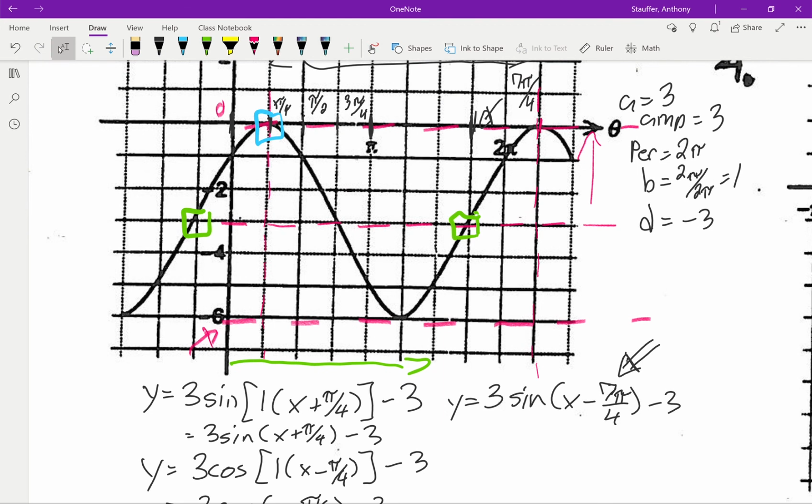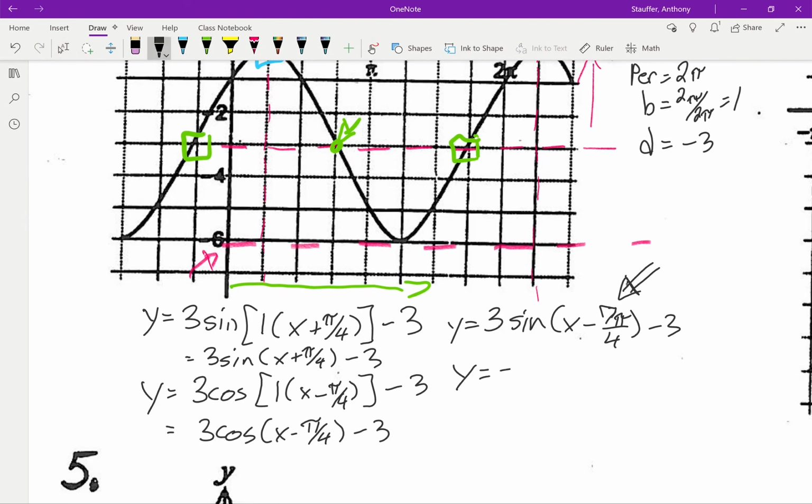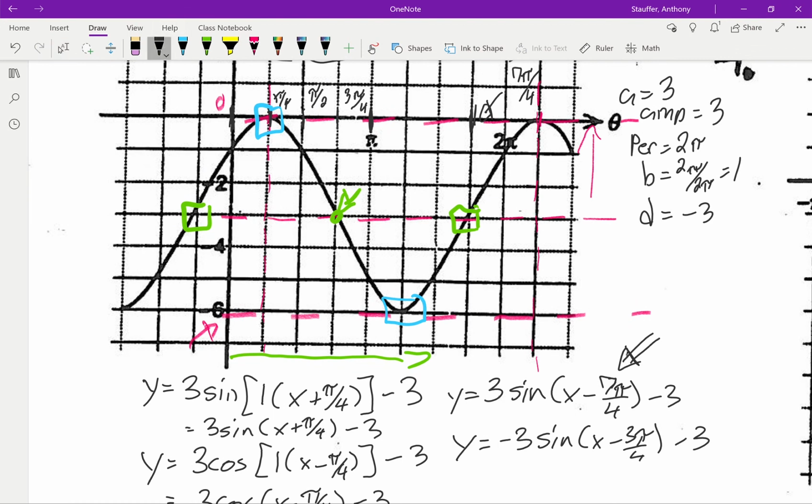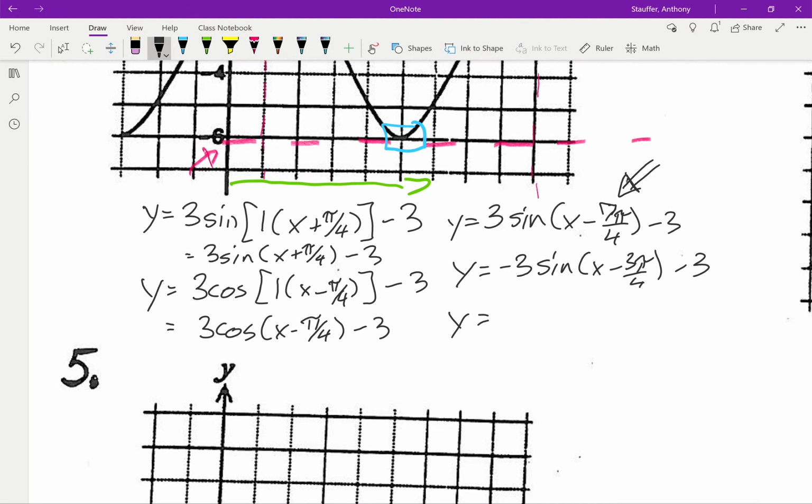Now, if we want to continue on this, let's say I want to look for the negative sine graph. My negative sine graph is just going to be right there, and that's going to be that magical point for my negative sine graph, where we'd have y equals negative 3 sine x minus, whoops, that minus went everywhere, x minus 3 pi by 4, minus 3. And my negative cos graph would start off at that bottom point right there, which would be 5 pi by 4. And we'd get y equals negative 3 cos x minus 5 pi by 4, minus 3.